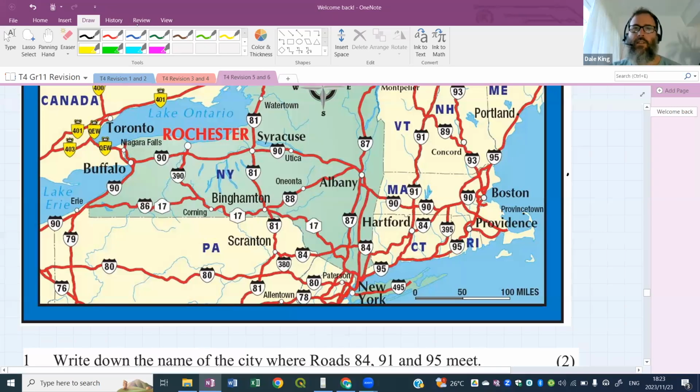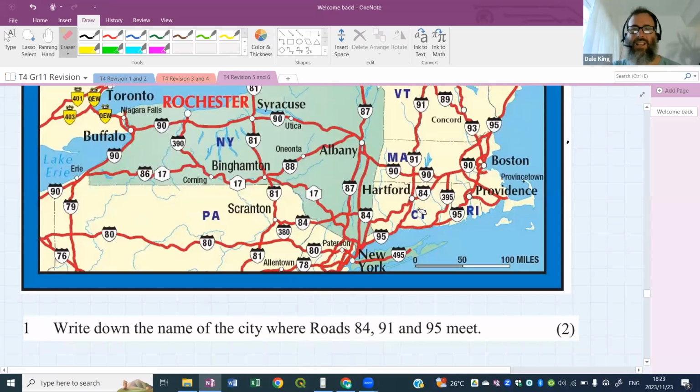So all roads lead to, yes, New York at the bottom there. Okay, so if I draw with green, we've got 91 coming down here. 84 is over here. And 95 is over here. And they all come down to New York City. All right, one of the biggest cities in America, if not the biggest city in America. Okay, so all three of those routes combine at New York City. So the answer for that question is New York City.